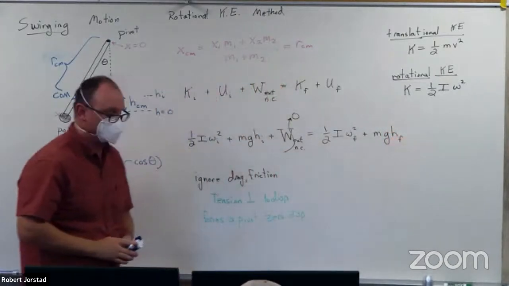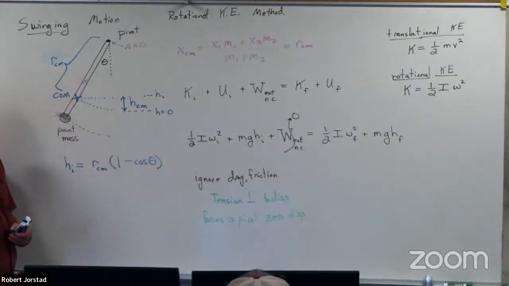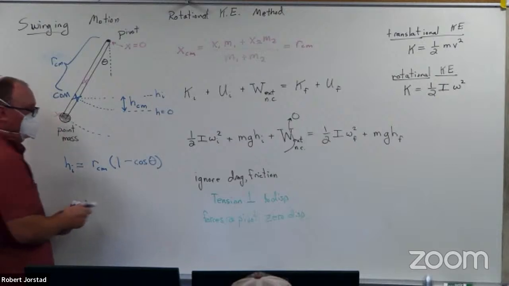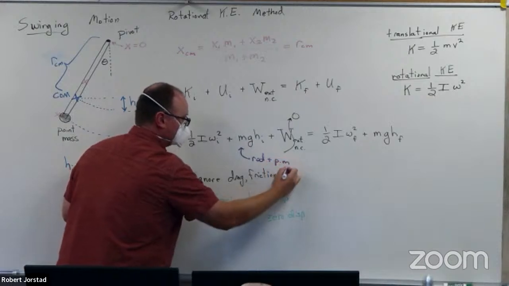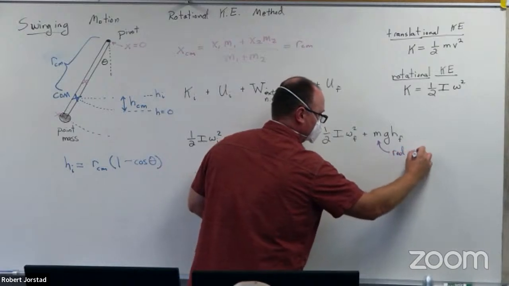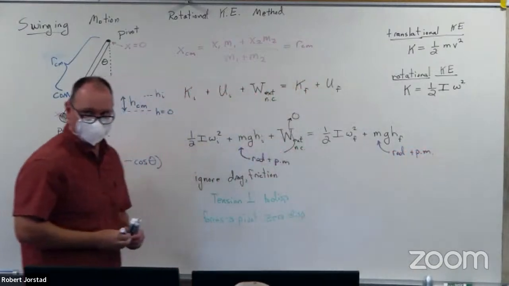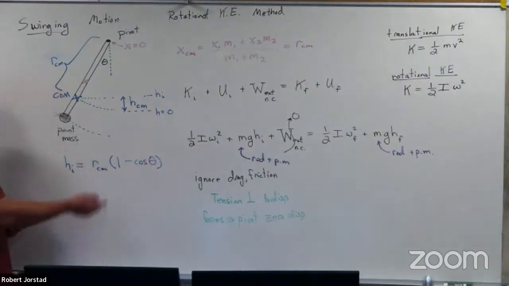Now, wait a second. What is this mass? Is it the rod's mass or is it the point mass? It's both. So here I've got to do rod plus the point mass. Which object is swinging? Is it the rod or the point mass or both? So what do you think we need for the moment of inertia? Is it the moment of inertia of the rod, the point mass, or both?